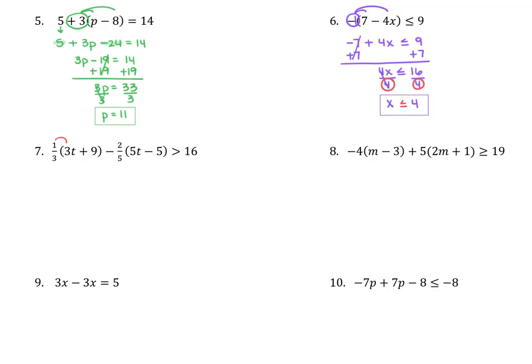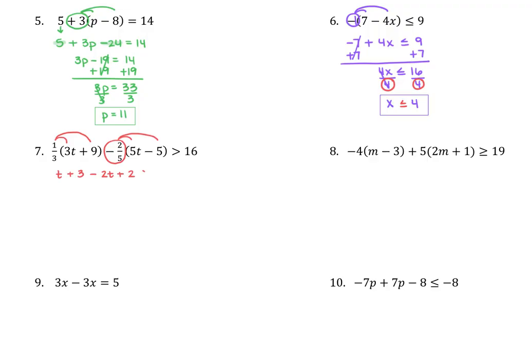Remember, 1t is the same thing as just t. Then I'm going to do 1/3 times 9. If I plug that in my calculator, 1/3 times 9 gives me 3. The parentheses go away once I've distributed. All right, then I'm going to distribute a -2/5 to the second parentheses. So if I plug in my calculator, -2/5 times 5, that's going to give me a -2, and I bring down my t. -2/5 times -5. Again, if I plug that in my calculator, that gives me a +2.